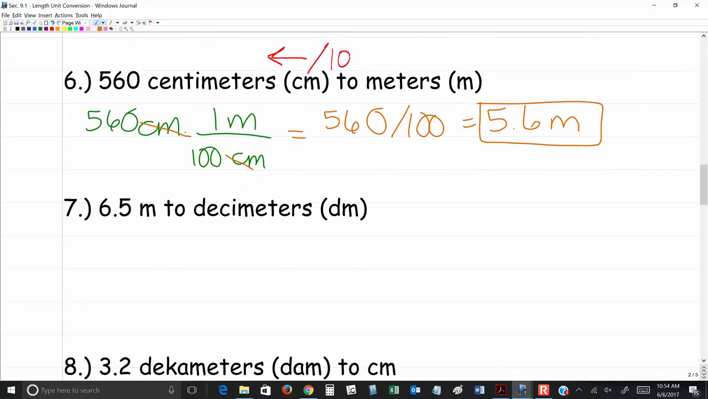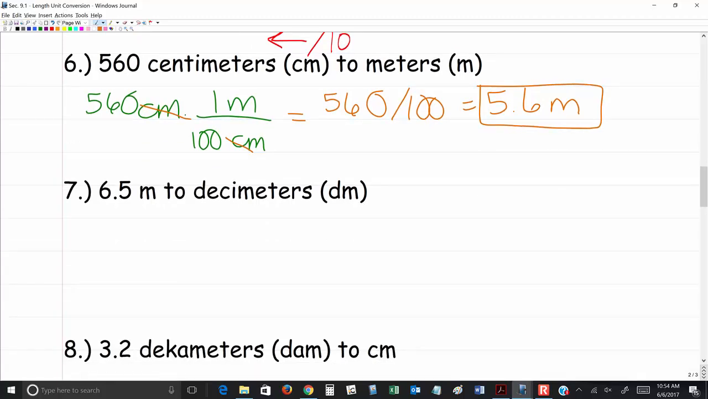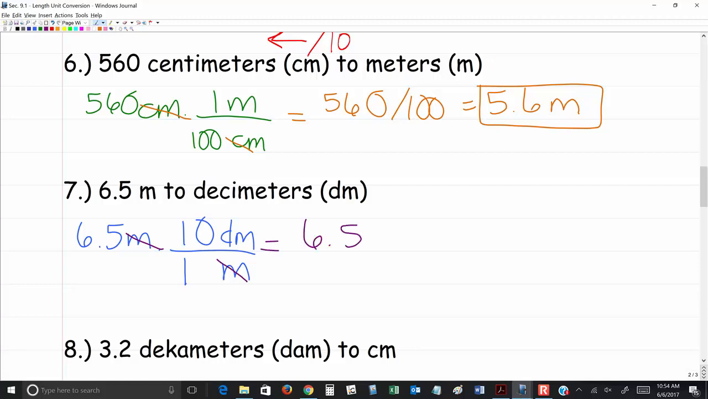And then number 7, 6.5 meters to decimeters. So 6.5 meters. So put meters on the bottom. And I know 1 meter equals 10 decimeters. So then I cancel out meters. And then I just multiply 6.5 times 10, which equals 65 decimeters.